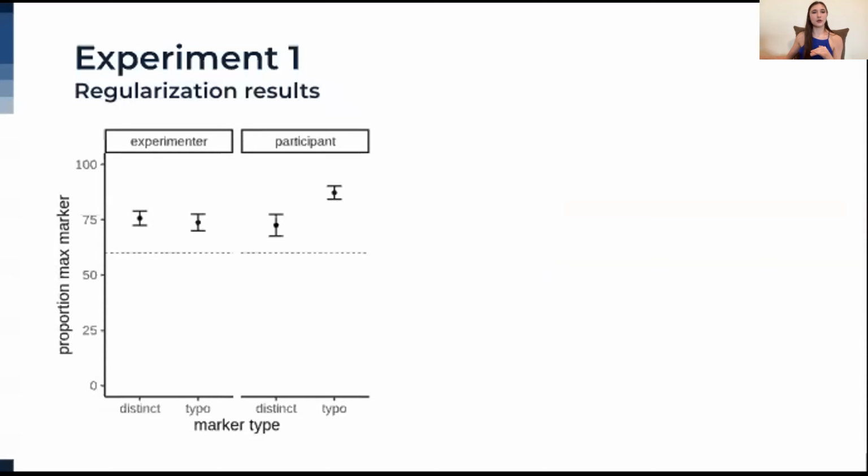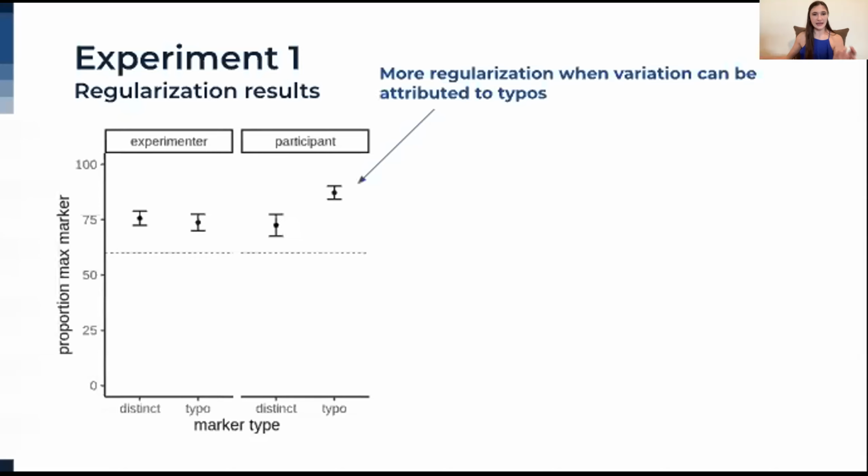The x-axis shows marker condition, distinct versus typo, and the y-axis shows the proportion of participants' maximum marker on the test, or the marker that they use the most. And the dashed line is the proportion of the dominant marker in the input. Participants in the distinct condition didn't regularize more. There was no main effect of instruction condition, but there was a main effect of marker type in the participant condition. An interaction between marker type and instruction condition suggested that participants regularize more when the markers look like typos, but only when they're in the participant condition.